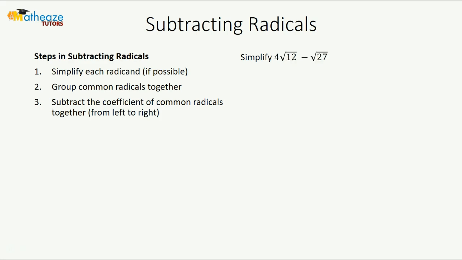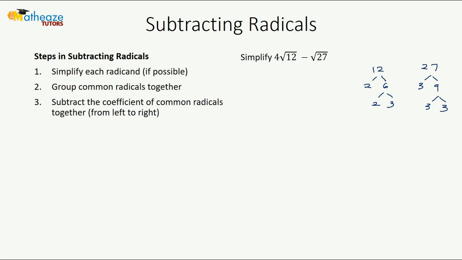In this case, we're going to simplify the radicals so that we can figure out what the radicand should be after simplifying the radicals. So we look at 12. We have 2 and 6, 2 and 3. For 27, we have 3 and 9, and then we have 3 and 3.